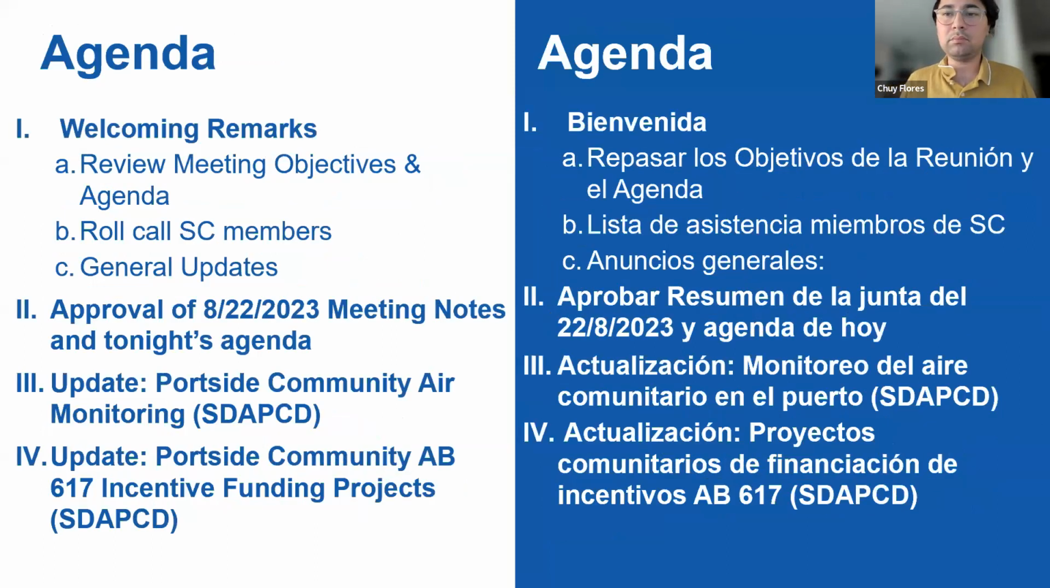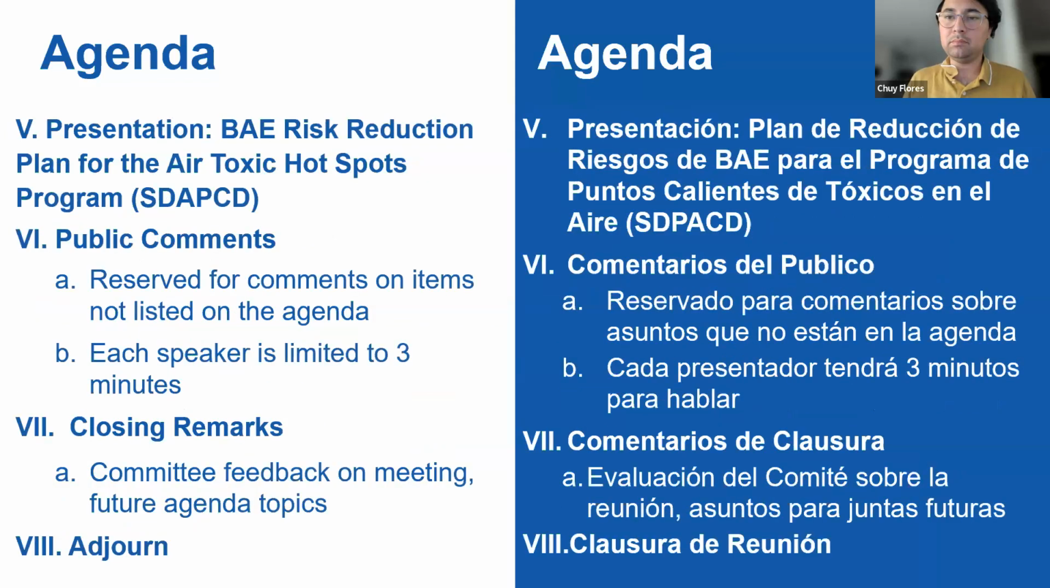And so again, for today's agenda, after we go over roll call and general updates, we will go through the approval of last month's meeting notes and tonight's agenda, followed by an update presentation from the Air District on the Portside Community Air Monitoring, as well as an update on the Portside Community AB 617 Incentive Funding Projects. And then we will have a presentation from BAE on the Risk Reduction Plan for the Air Toxic Hotspots Program, along with the San Diego Air Pollution Control District. And then we will close the meeting with public comments and closing remarks.